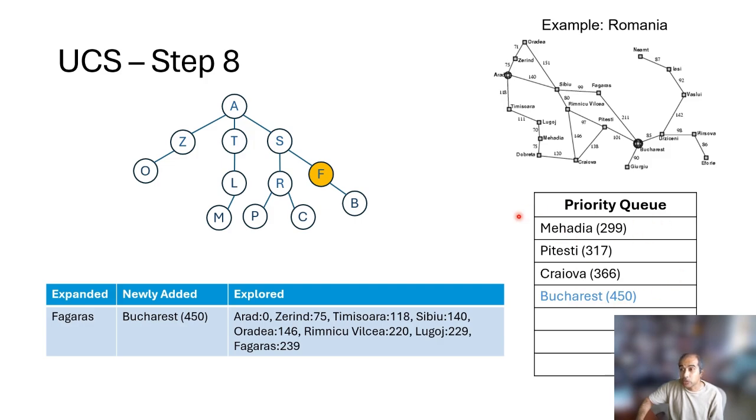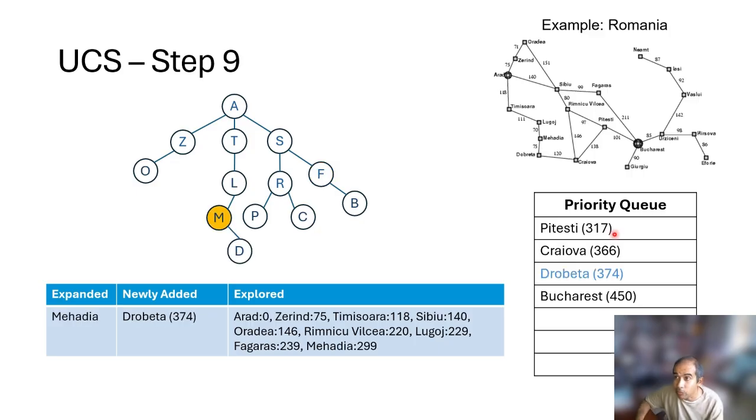The next one to take out is Mehadia, which is at 299. And then when we expand Mehadia, we see Drobeta, which is at 118 plus 111 plus 70 plus 75 from Arad, and the total cost is 374. Mehadia is added to the set of explored nodes. Drobeta is added to the priority queue, and when sorted, this is the current organization. And the next node to pick out is Pitești, which is 317.